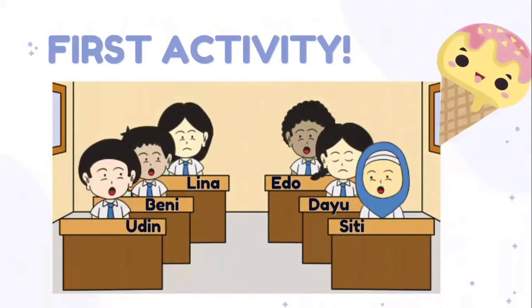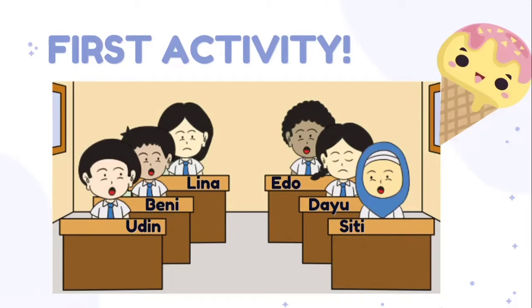In your opinion, where is the place of this picture? Yes, in the classroom. So, how many students are there? Let's count together. 1, 2, 3, 4, 5, 6. So there are 6 students in the classroom. His name is Udin, his name is Benny, her name is Lina, this is Edo, this is Dayu, and this is Siti. How many girls are in the classroom?